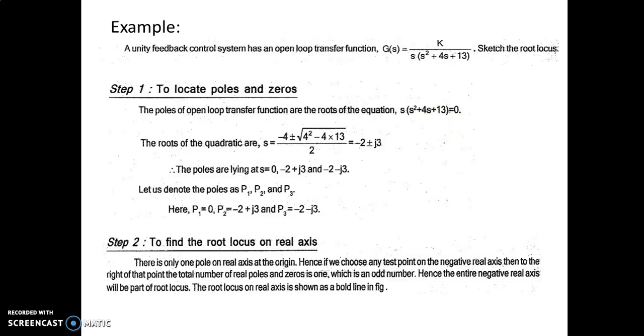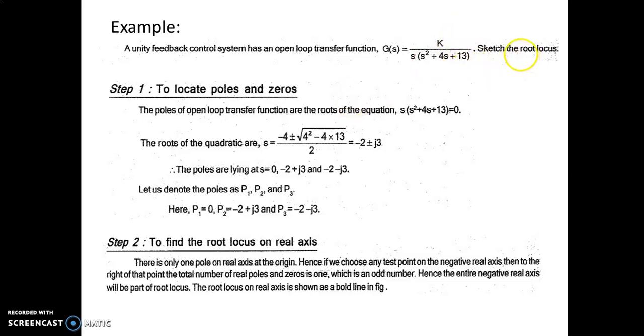Now, coming to step 1: locate the poles and zeros. First, find the poles and zeros for the given transfer function. From that, you need to locate them in the S-plane. So, this is the transfer function. The numerator always gives the zeros and the denominator gives the poles.